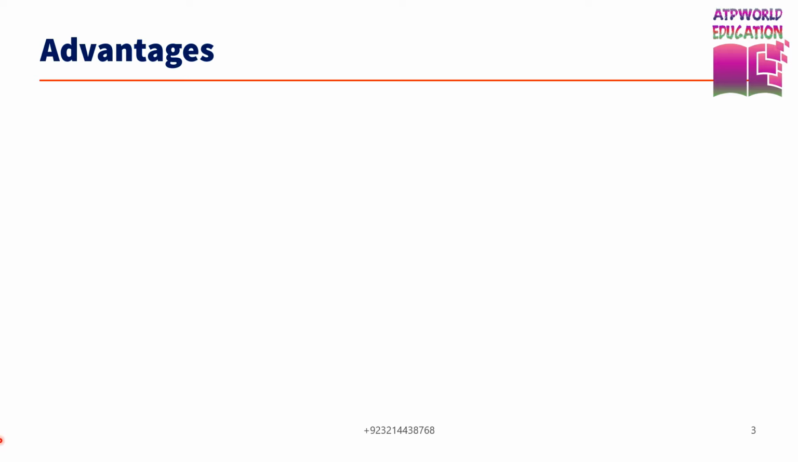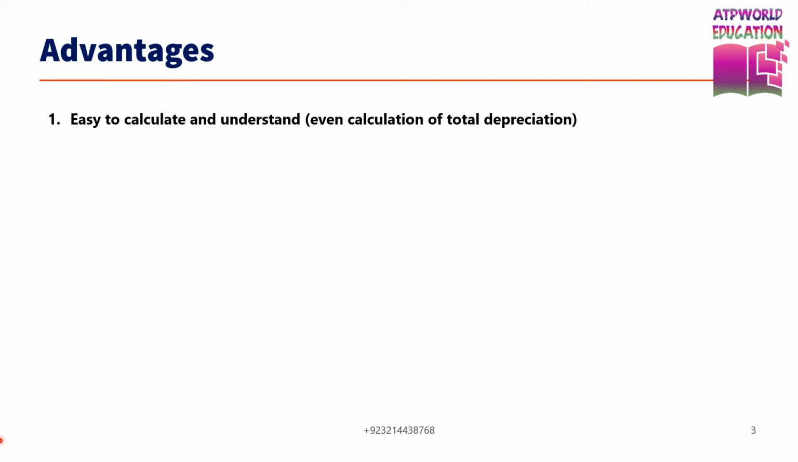Advantages of the SLM. First advantage, it is very easy to calculate and understand by a user or a person, because it is the simplest method. As I have explained in definition, it is quite easy to calculate the amount of depreciation. You may use the formula, which is a simple formula, cost minus scrap value over useful life, or using the percentage into cost, that will give you annual depreciation, and everyone can easily understand this method of depreciation.